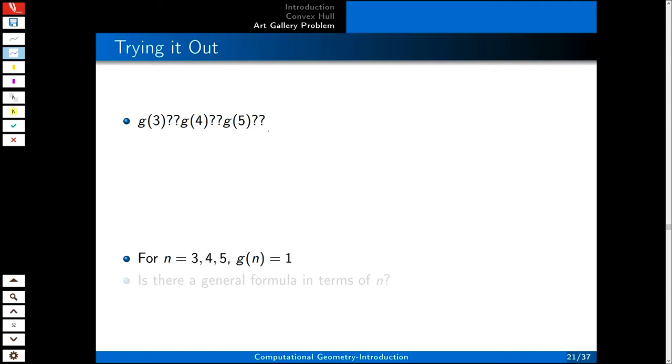For 4 points, there can be two cases. One case is if I take the convex hull of the convex polygon or the simple polygon, all 4 points are on the convex hull. How many guards are needed? The other case is 3 outside and 1 inside. How many guards are needed? 1.